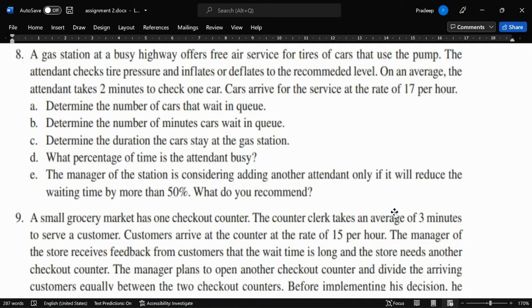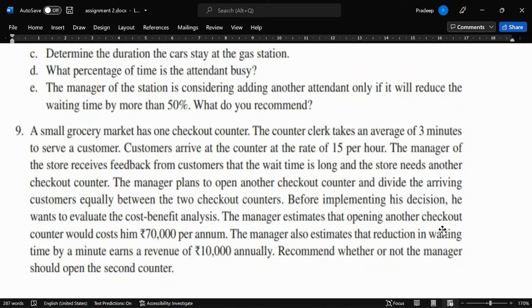Now let us quickly look at question number 9. You can just pause your screen and look at the question, and you can try it yourself. Otherwise, you can just follow me as I solve it. Now let's see. A small grocery market has one checkout counter. The counter clerk takes an average of 3 minutes to serve a customer. That means 3 minutes per customer, so in 60 minutes, 60 divided by 3, 20 customers.